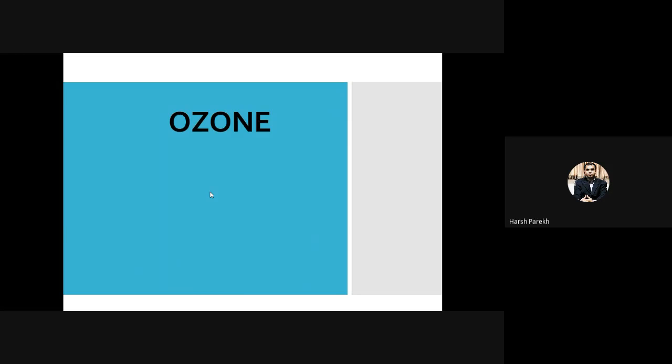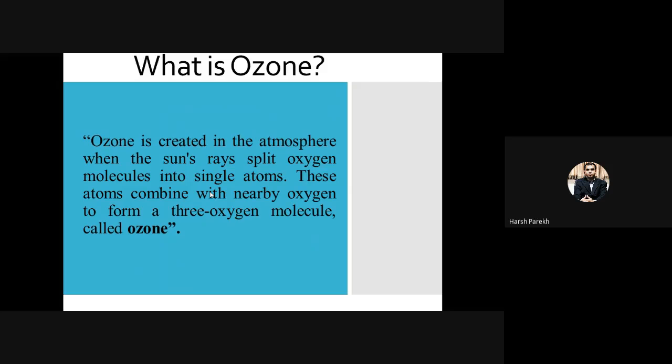Okay, so when we are talking about the ozone, what is it? Ozone is created in the atmosphere when the sun rays split an oxygen molecule into single atoms. That atom combines with a nearby oxygen molecule to form a three-atom, or trivalent, oxygen molecule, and the ozone is formed. Now, ozone is the three-atom molecule of oxygen, that is O3.